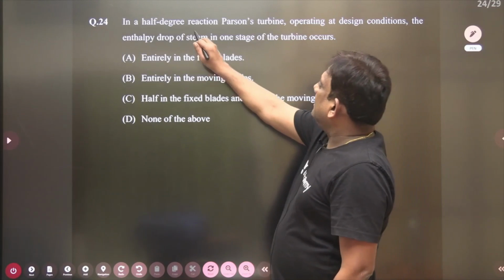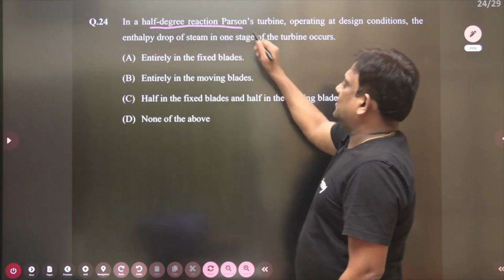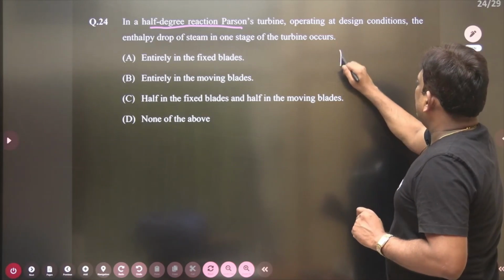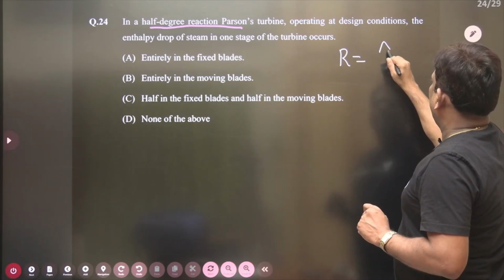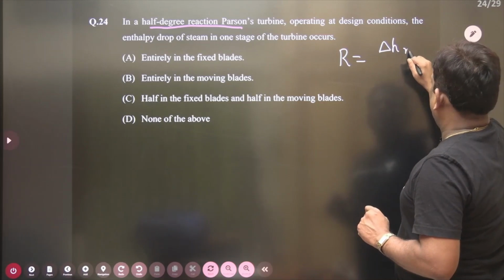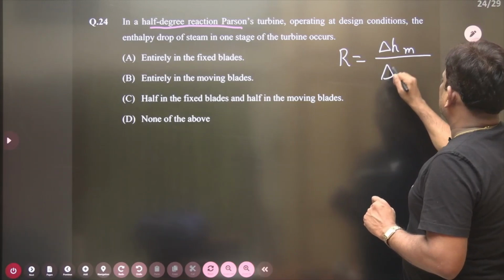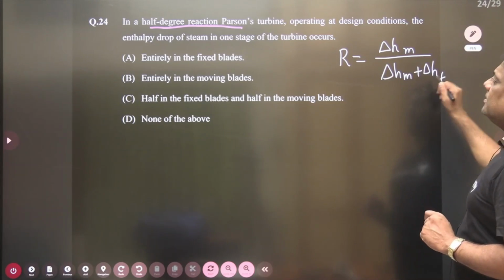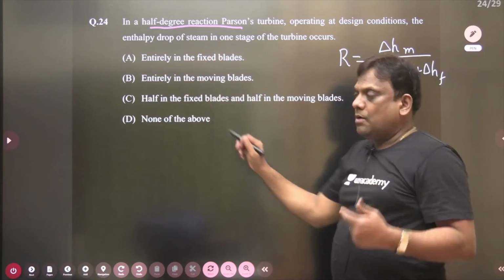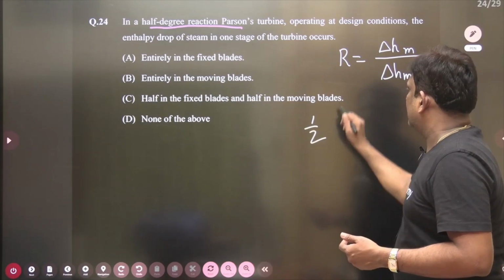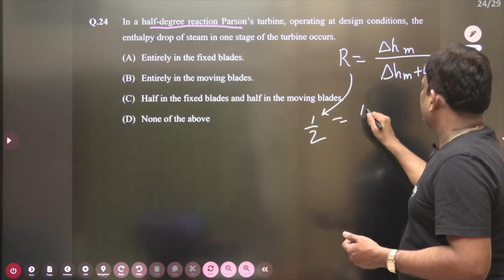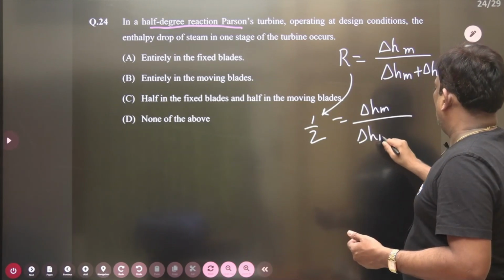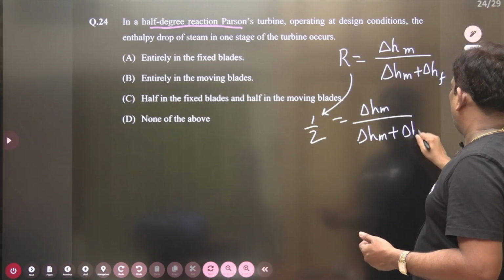What is he saying? In half degree reaction, the degree of reaction is given as 50%. See, the degree of reaction is equal to the enthalpy drop in moving to the enthalpy drop in a stage. Stage is nothing but moving plus fixed. How much is the degree of reaction given? Half. So half is equal to enthalpy drop in moving to enthalpy drop in moving plus enthalpy drop in fixed.